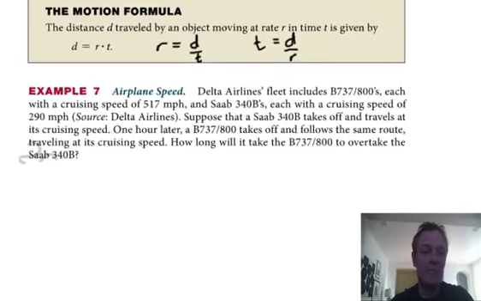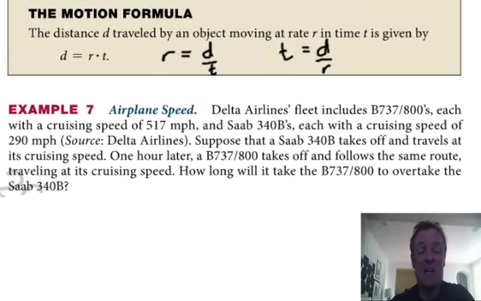Okay, the motion formula. Distance equals speed times time, or rate times time. We usually think of it as speed, okay? Now then, look at this question. Two planes. One sets off an hour after the other, okay? But it's going quicker. Eventually it'll catch it up.